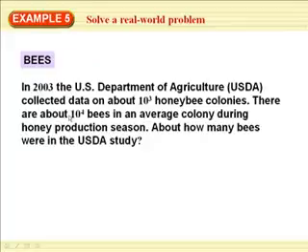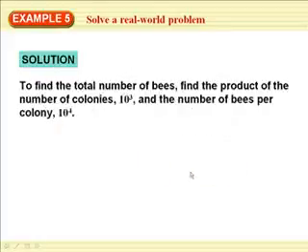All right, example number 5, bees. In 2003, the U.S. Department of Agriculture, the USDA, collected data on about 10 to the 3rd honeybee colonies. There are about 10 to the 4th bees in an average colony during honey production season. About how many bees were in the USDA study? So you just multiply them. So that'll be 10 to the 7th, which is a 1 with 7 zeros. 10 million bees, 10 to the 7th. You just multiply them.